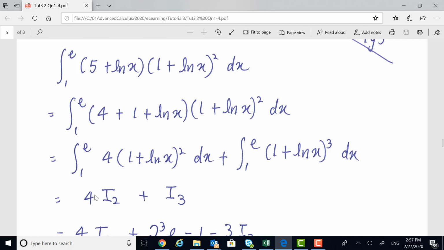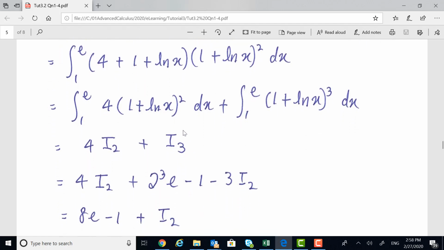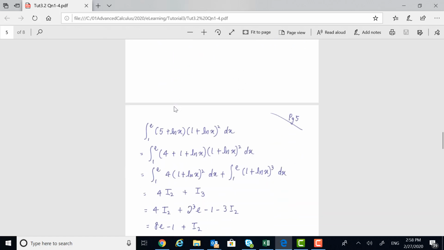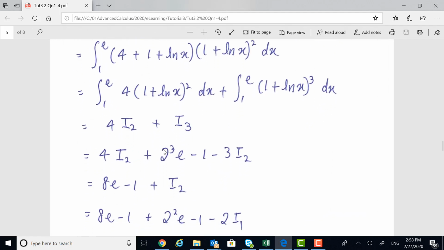4I_2. And this is your I_3. So now to evaluate this expression, I first and foremost use the proven formula to reduce I_3 into this. This line to this line is simply making use of what you have proven earlier here. This one. By putting n as 2, I will be able to get I_3 as this expression there. So you realize that I didn't compute I_2 yet.